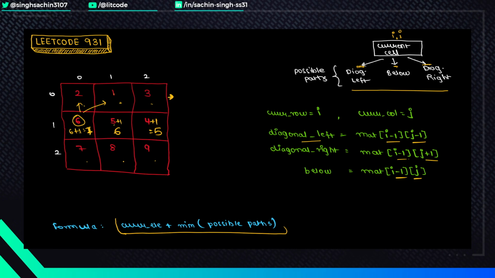For 7, these two are the possible paths, so the minimum among these is 6, so we'll do 7 plus 6, which will be 13. For 8, all the options are open, we can check left, above and right. So the lowest among these is 5, so 8 plus 5 is 13. And for 9 we have 6 or 5, so the lower among that is 5, so it will be 14 now.